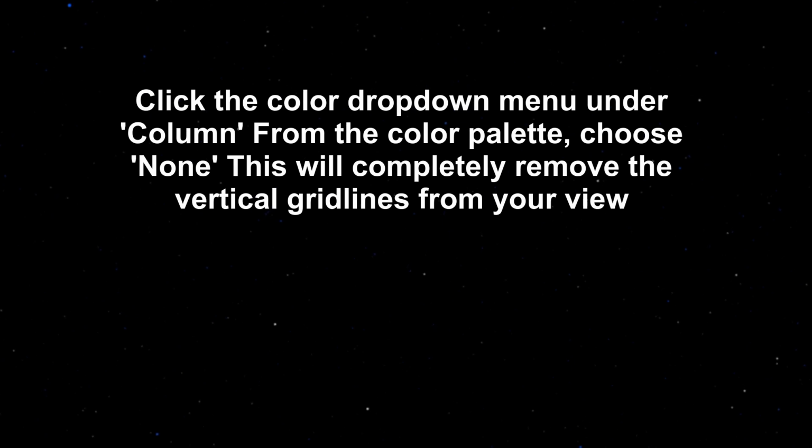Click the Color drop-down menu under Column from the color palette. Choose None. This will completely remove the vertical grid lines from your view.